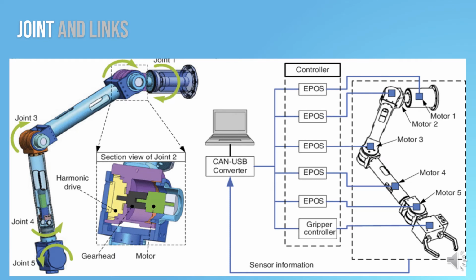Okay, so this slide shows a five DOF robot arm. Why five? Because we have five joints. So joint one, joint two, joint three, joint four, and joint five. So this is a five DOF robot arm, and the right side here shows its control system. As you can see, there are five motors used to drive the joints. So this is motor 1, motor 2, motor 3, motor 4 and motor 5. Motor 1 is used to drive joint 1, motor 2 is used to drive joint 2 and so on.